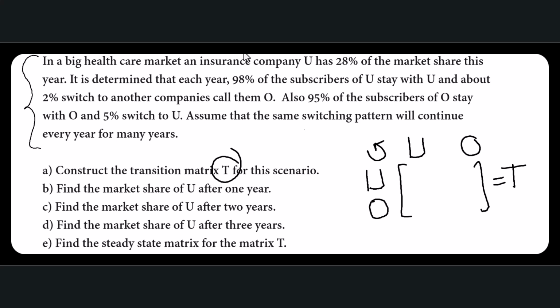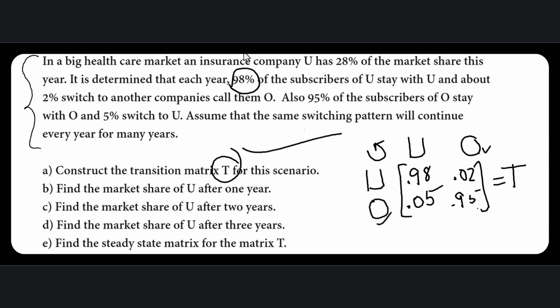All right. So we are given that 98% of the subscribers of U stay with U, while 2% move to O. And on the other hand, 95% of the subscribers of O stay with O, while 5% move to U. So, each row has to add to how much? 1, in the way we are writing it.